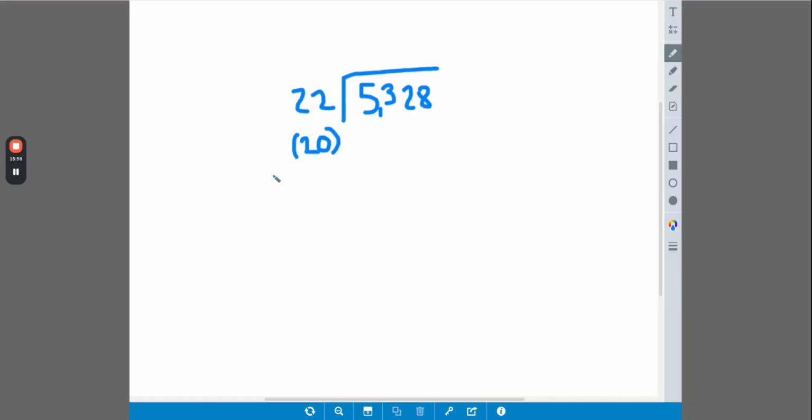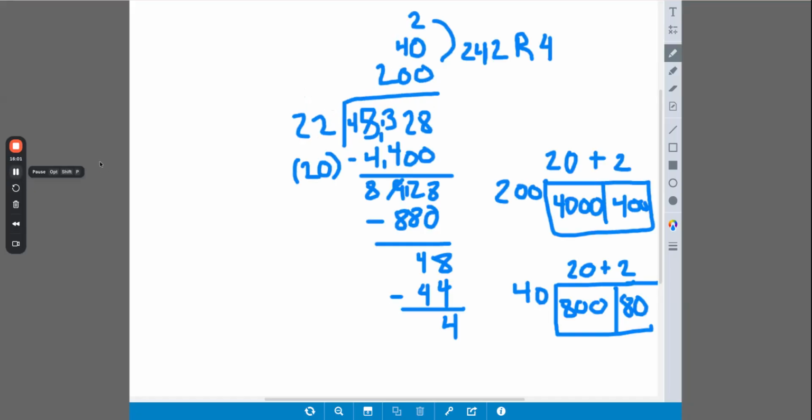Okay, so now you're ready to see the solution. Okay, bam, there it is. So look at the work, see if it matches yours. The answer should be 242, remainder 4. First, I divided 5,328 by 200. I put 200 in each of the 22 groups. That over here, you can see it over on the side, equals 4,400 when you add these two together.